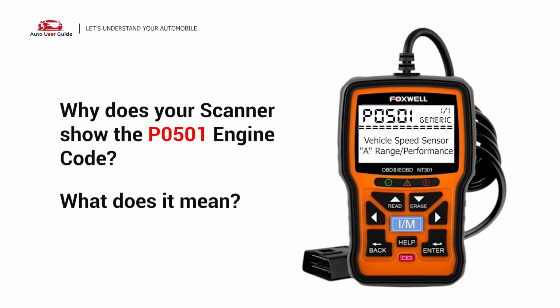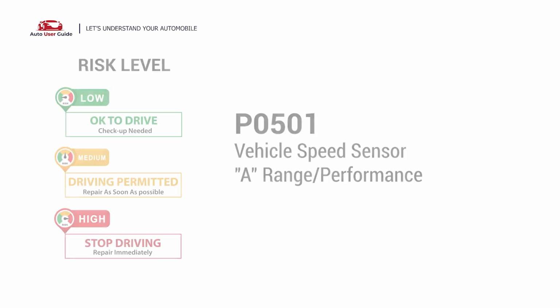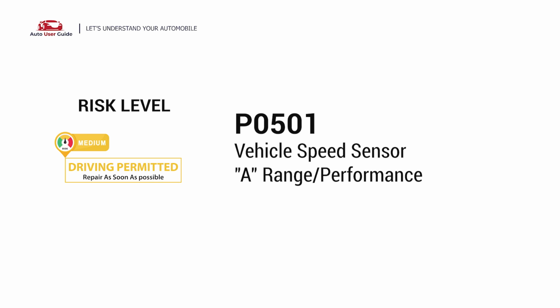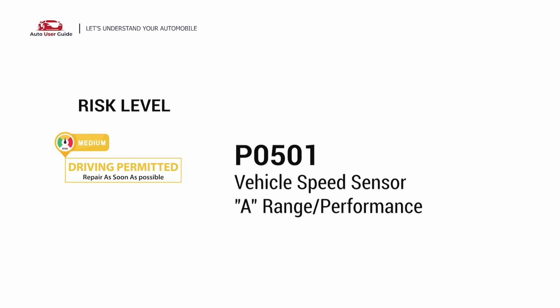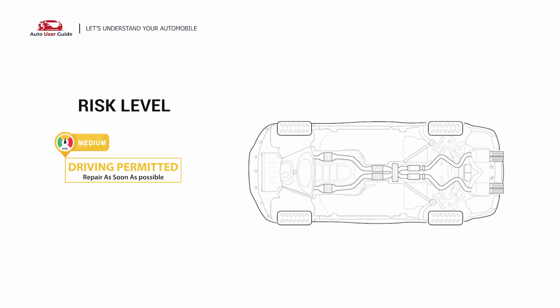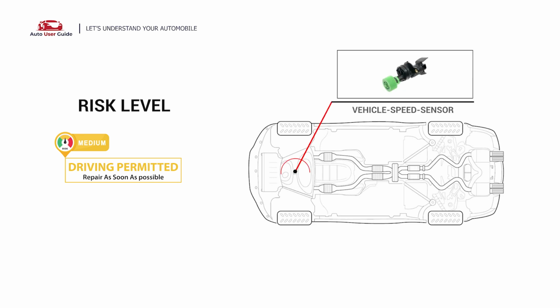Why does your scanner show the P0501 engine code, and what does it mean? The P0501 engine code stands for the Vehicle Speed Sensor A range or performance. It indicates that the engine control module, ECM, got an input from the vehicle speed sensor that is out of range. In this situation, short-distance driving is permitted, but you should repair your vehicle as soon as possible.